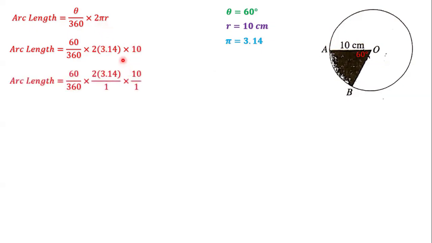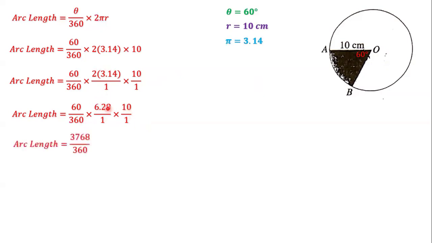Next, we take 2 times 3.14 and we put it over 1. And we take 10 and we put it over 1. Now, we have 2 times 3.14, and 2 times 3.14 is 6.28. And so we have 60 over 360 multiplied by 6.28 over 1 multiplied by 10 over 1.